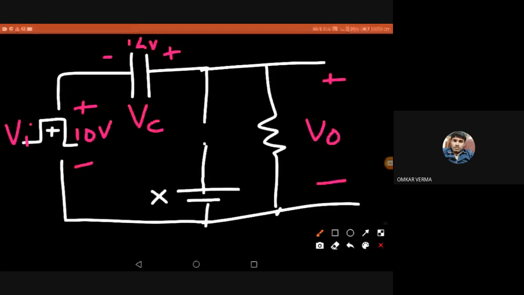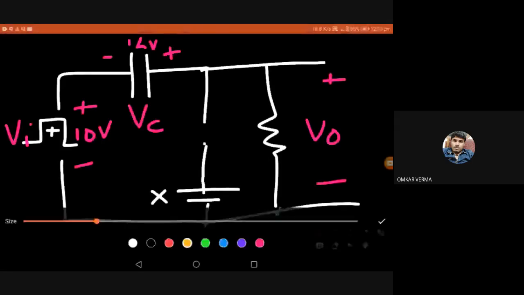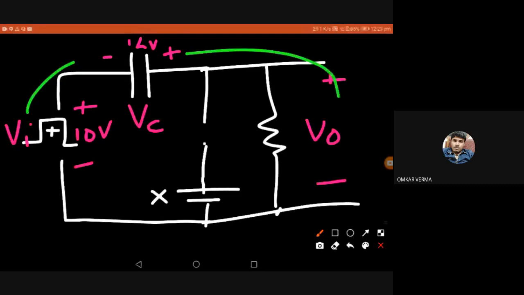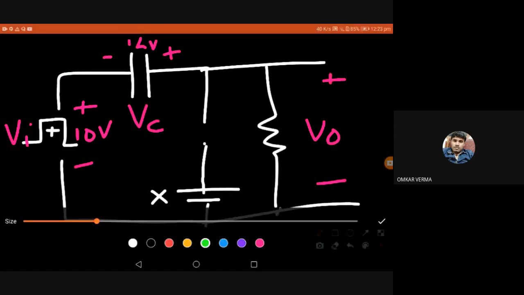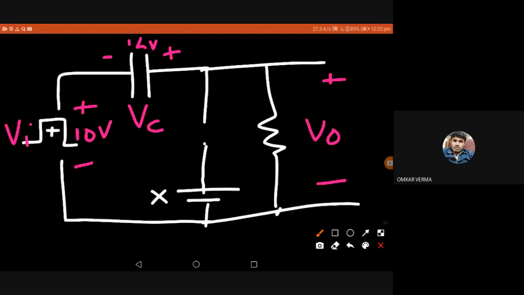Now we apply the Kirchhoff law to the outer circuit. I'm writing the Kirchhoff law starting from VI, minus to plus, plus 10, then again minus to plus, plus 14, then plus to minus, minus V0, equals 0. So what is V0 here? V0 will be 24, right? So V0 is 24 volt.